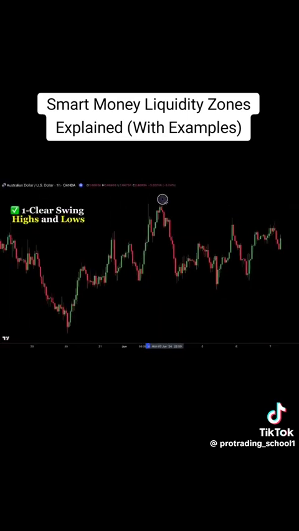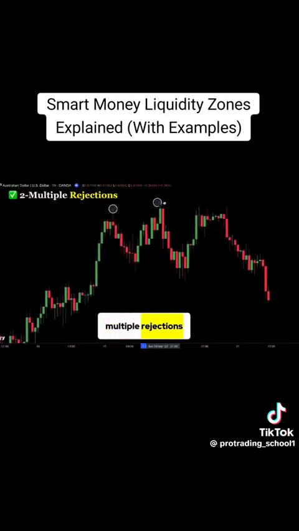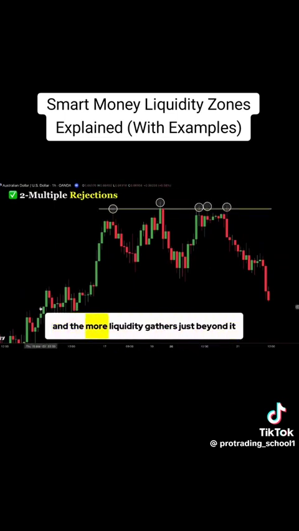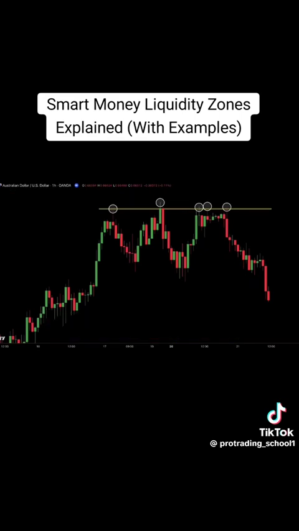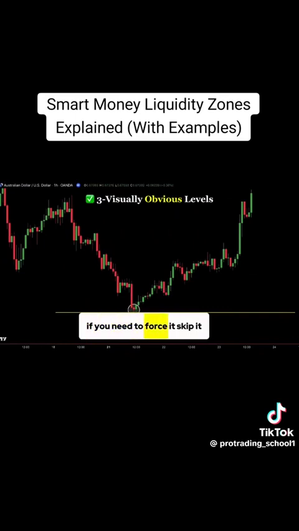Clear swing highs and lows. Look for recent extreme points, the most obvious highs and lows before a reversal. These zones attract orders and often act as liquidity magnets. Multiple rejections. The more times price rejects a level, the more traders notice it and the more liquidity gathers just beyond it. Visually obvious levels. Good zones should stand out instantly. If you need to force it, skip it. Obvious levels attract the most attention and the most orders.